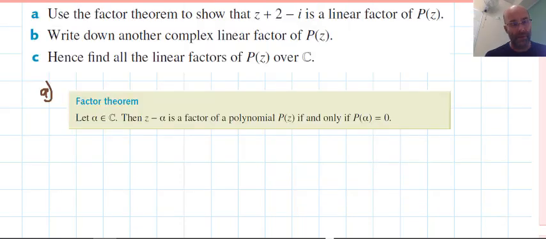So we know from our previous work, the factor theorem: where alpha is a complex number, z minus alpha is a factor of the polynomial if and only if p of alpha equals 0. So we need to identify alpha first. Looking at what we've got here, z minus alpha, we should have alpha equals negative 2 plus i. So we need to determine p of negative 2 plus i.